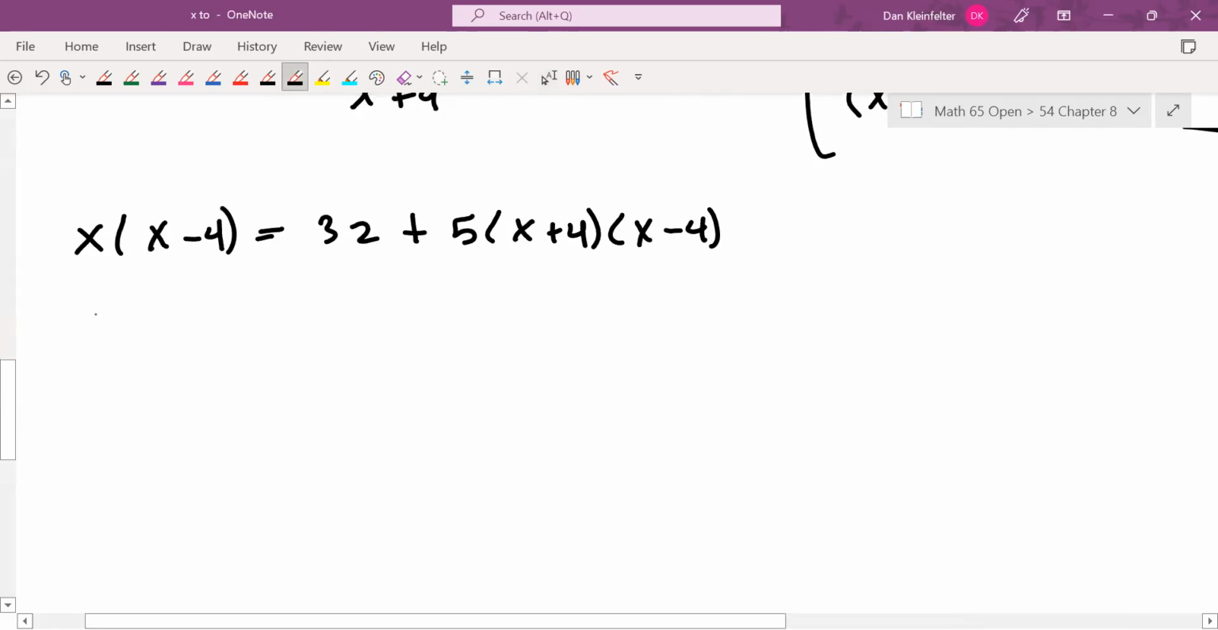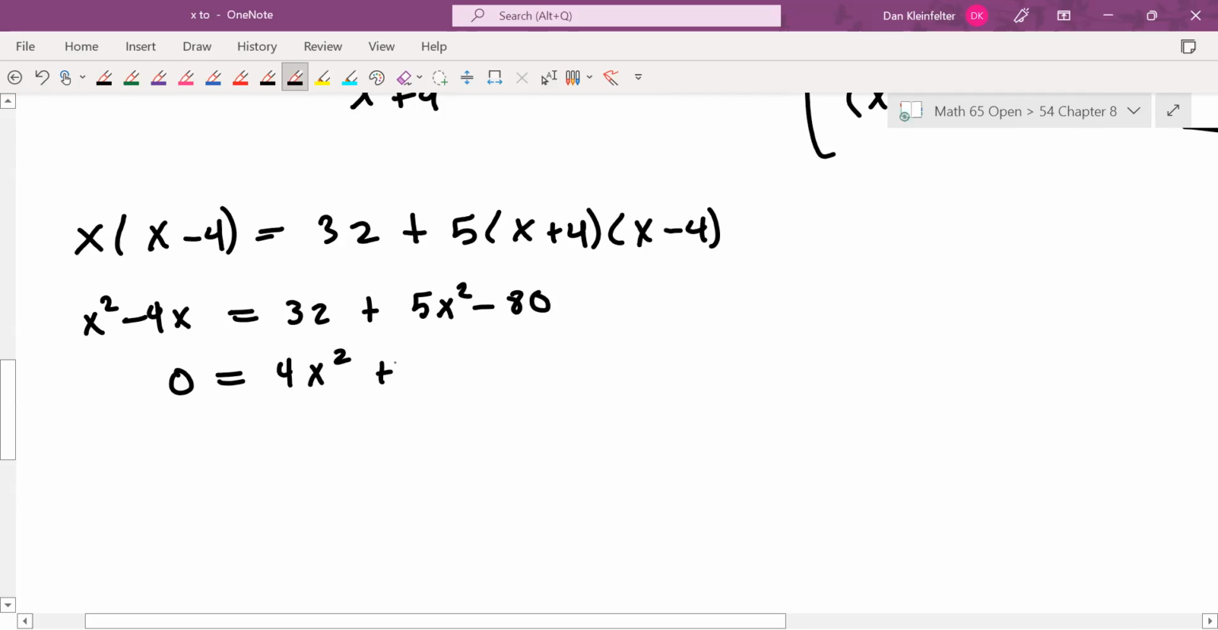So what we're going to do next is distribute to remove the parentheses on the left side. And then on the right side, we'll multiply out the conjugate binomials using the difference of squares formula, and at the same time, multiply in the 5. So this will give us 5x squared minus 80. Okay, so let me collect all of the terms onto the right side. This will give us 4x squared, and then 4x. And then 80 minus 32 is 48. That's negative, isn't it?